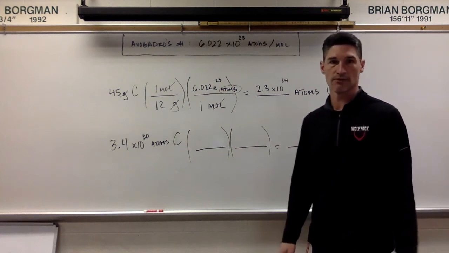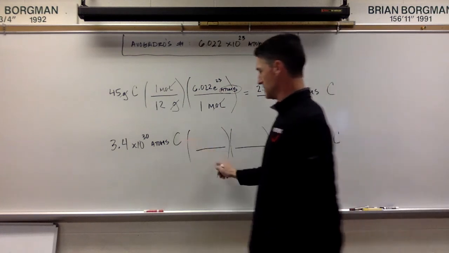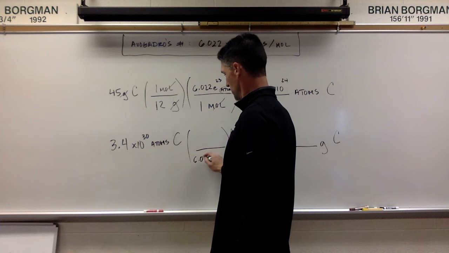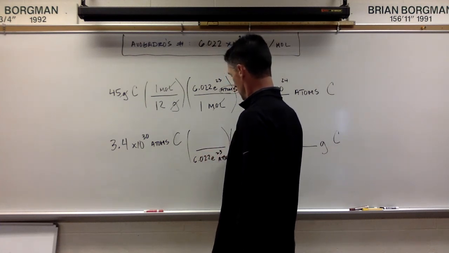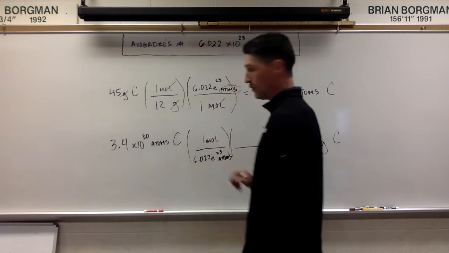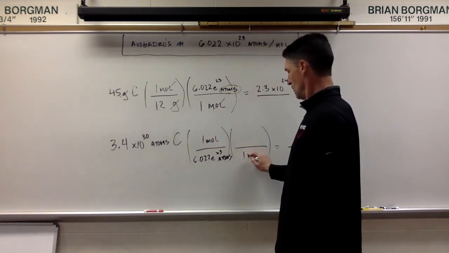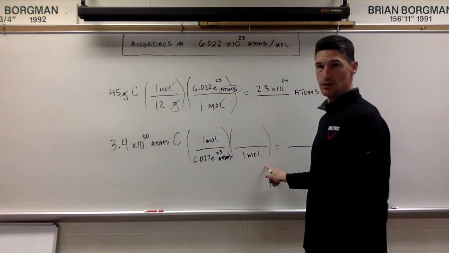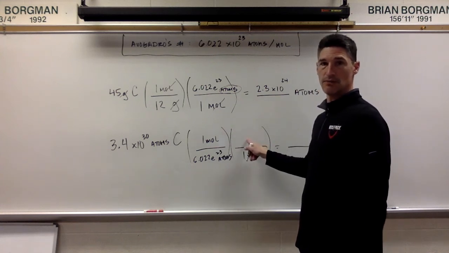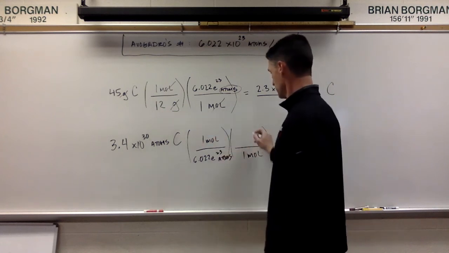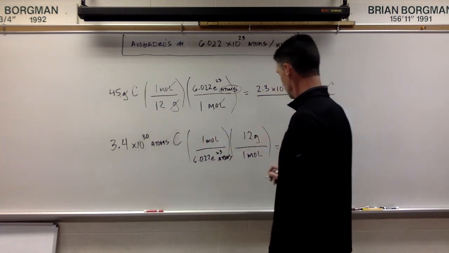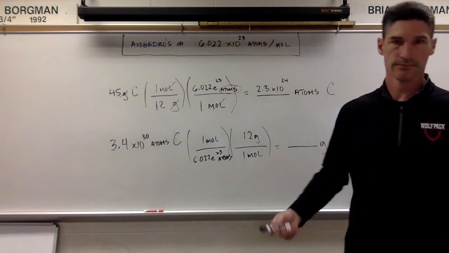I want to know how much this stuff weighs. So atoms here, atoms down there, 6.022 exponent 23 atoms in 1 mole. Moles need to cancel moles, so I put them diagonal. Up here is going to be the molar mass of carbon, which we already know is 12. We already looked it up. So 12 grams. And now you grab the calculator.